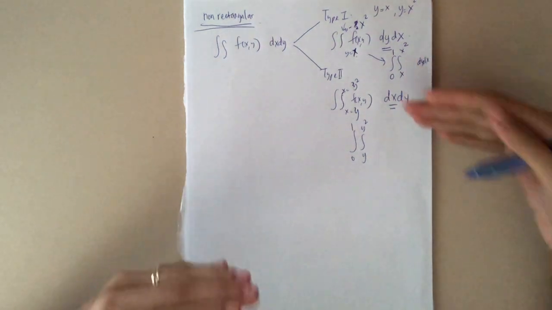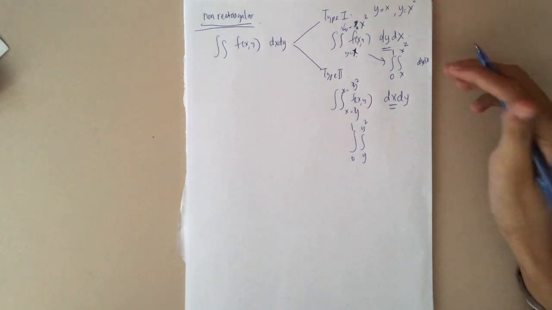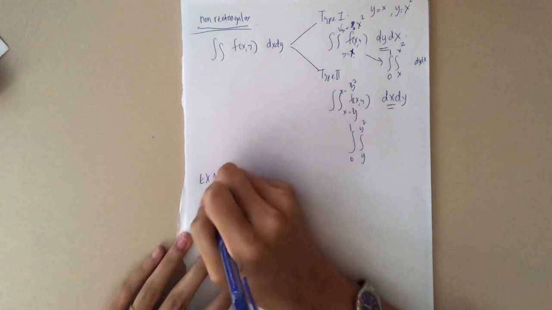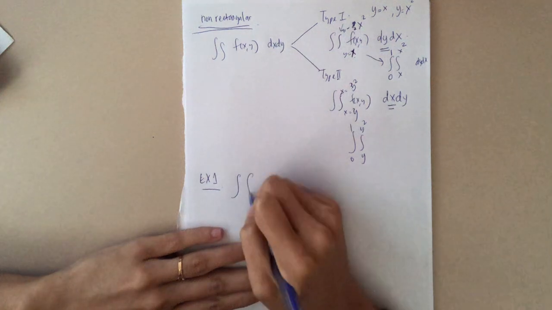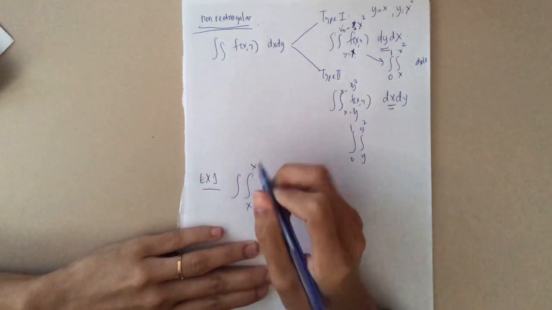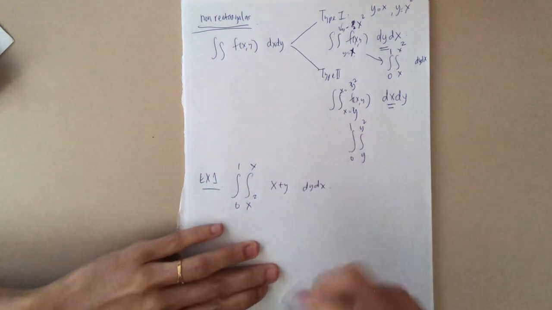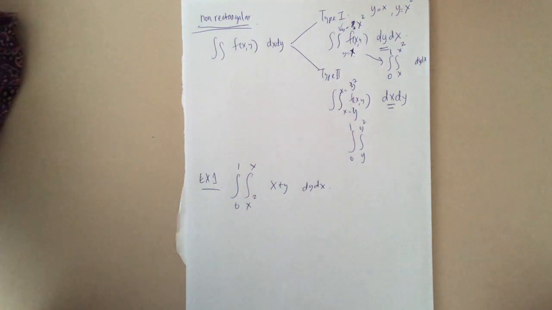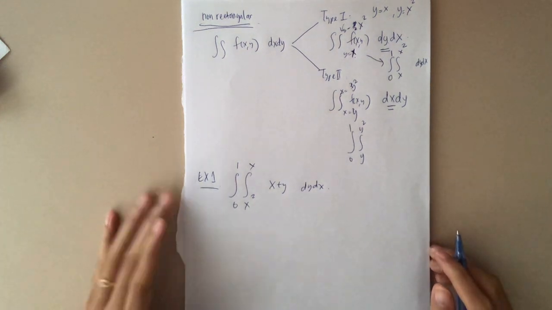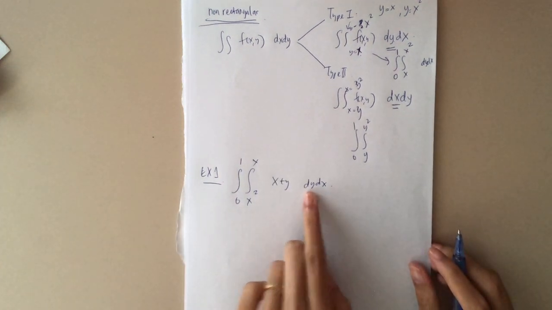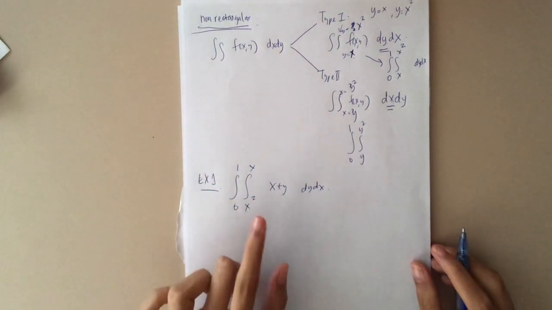Alright, so that is the non-rectangular concept. Now we go to the example of how to solve the non-rectangular. The calculation is just simple, straightforward. For example, here I give you the limits x squared to x and 0 to 1, and the function is x plus y, dy dx. My question is, which type of this equation, type 1 or type 2? You see here this one is dy, and the limit here is x, meaning y equal to x. In terms of x, so this is type 1.